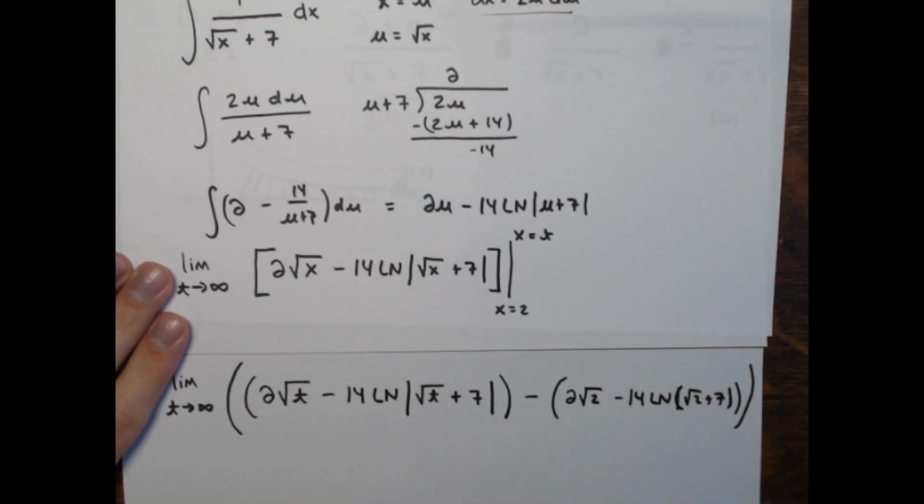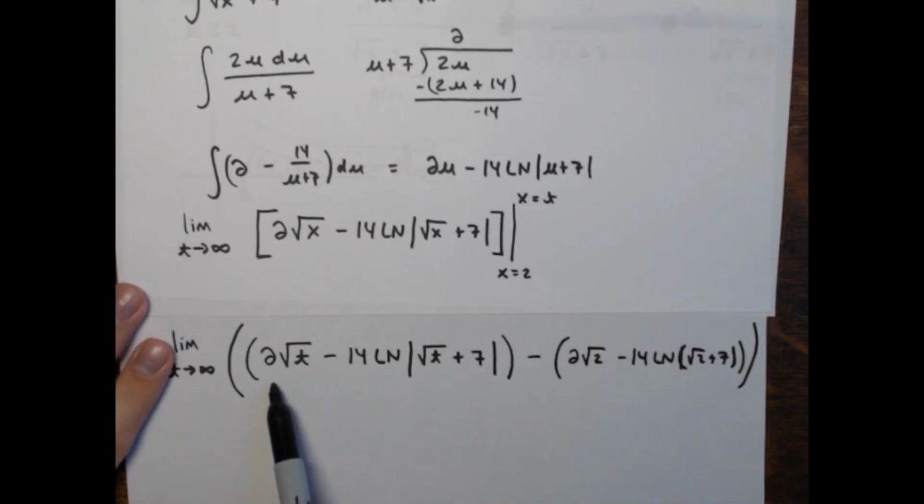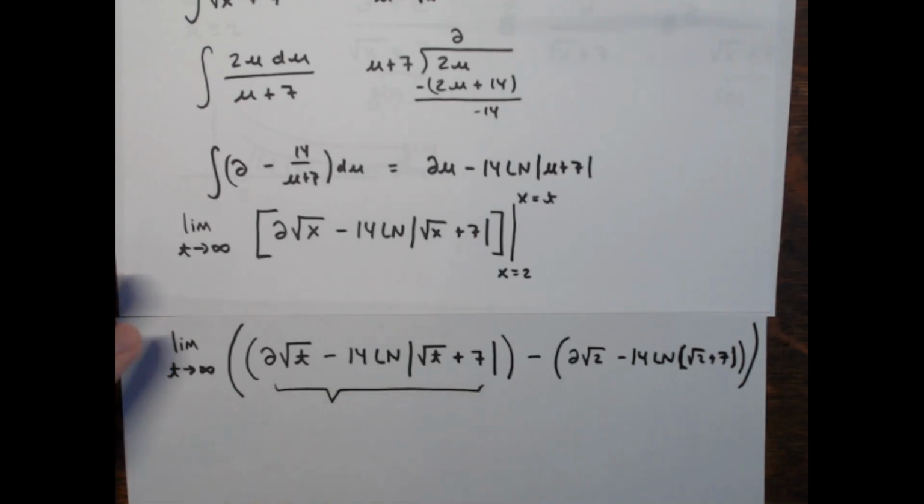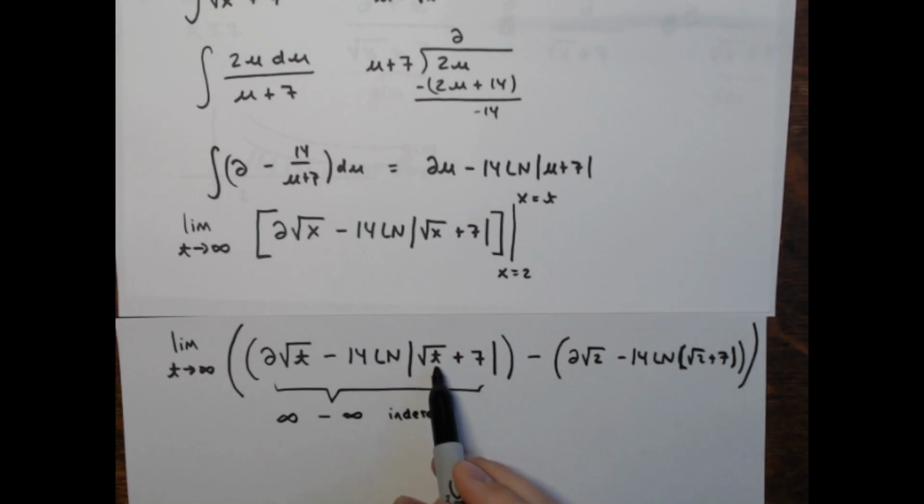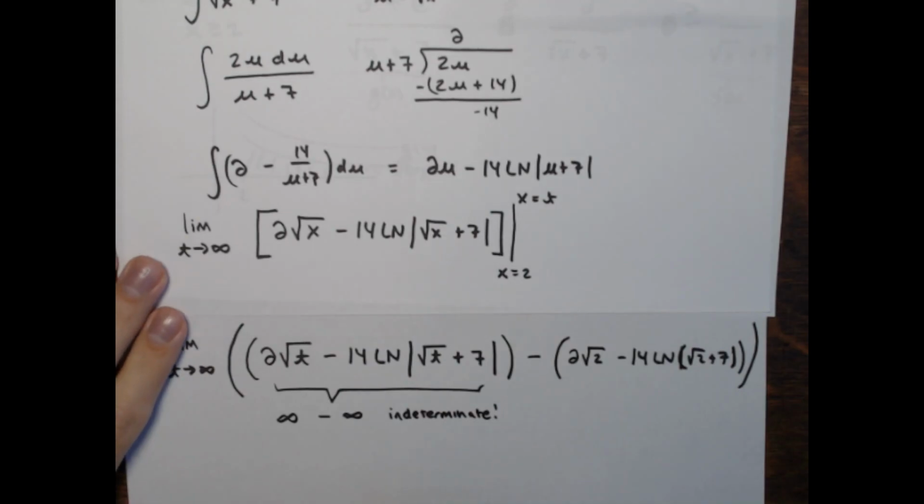So a lot of stuff to work out here. Now, if t goes to infinity, this is actually going to give me infinity minus infinity, which is indeterminate. The natural log of a bigger number gets bigger, and the square root of a bigger number gets bigger, and this is one of them indeterminate limits. That's bad, so I've got to write this some other way.